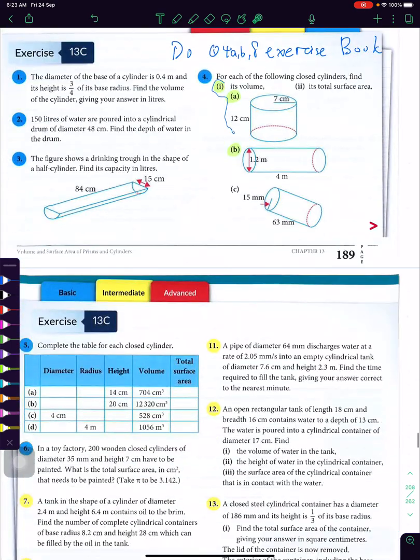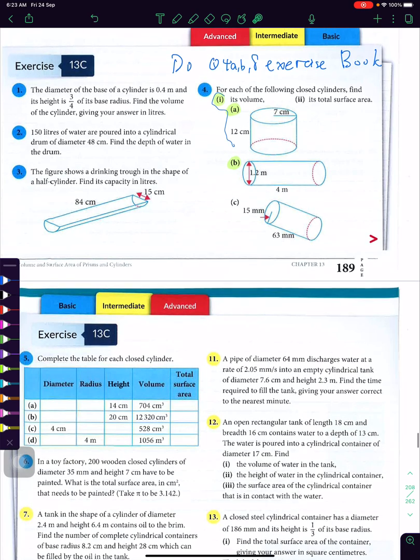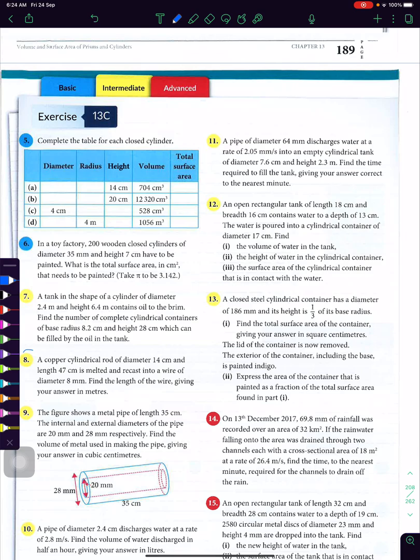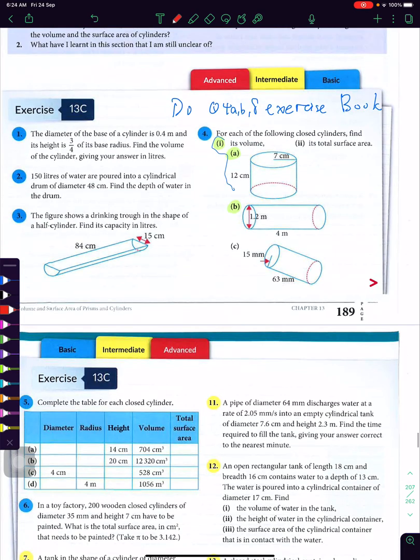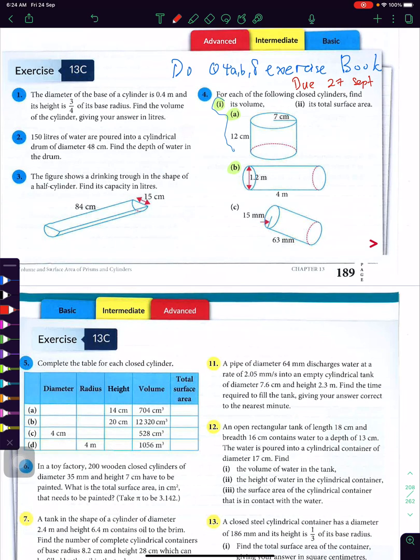Now, so later on, teacher will allow you to do this in class, but now I want you to turn to page 189 and then look at exercise 13C. I want you to do question 4A, B, as well as question 8 in the exercise book. So question 8 is on the next page over here. So this will be due 27 of September. Alright, teacher, please help to pause and let students take down the question.